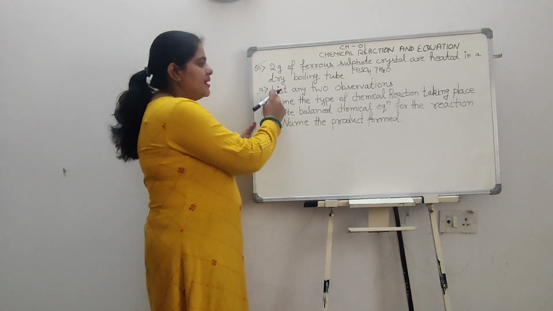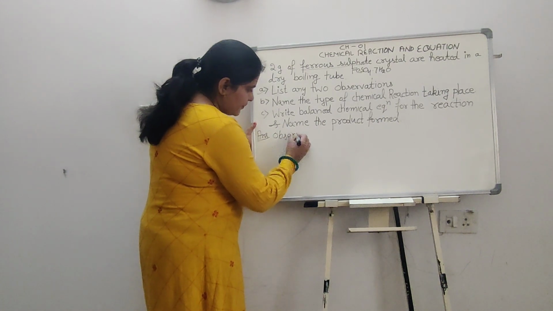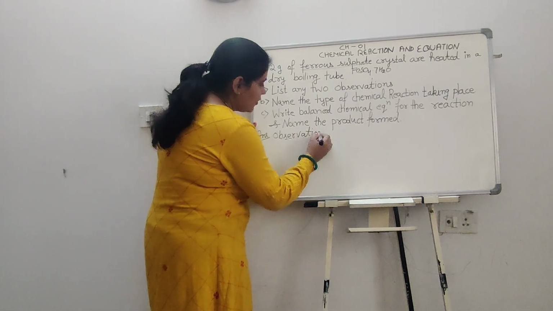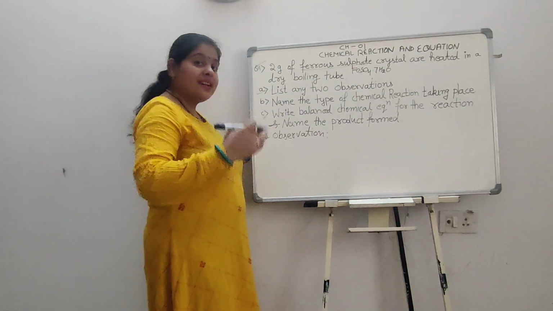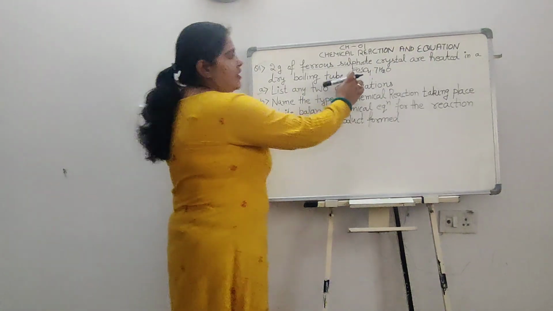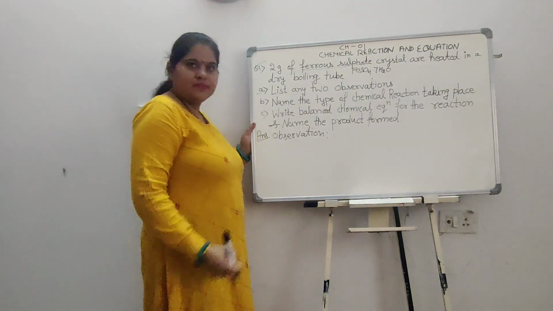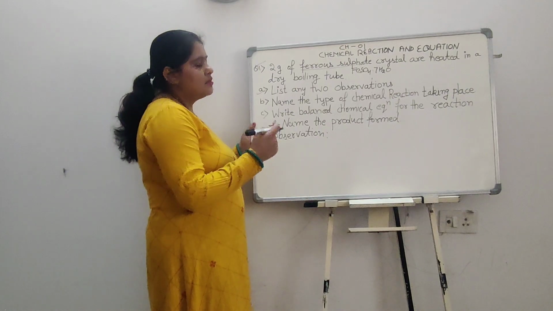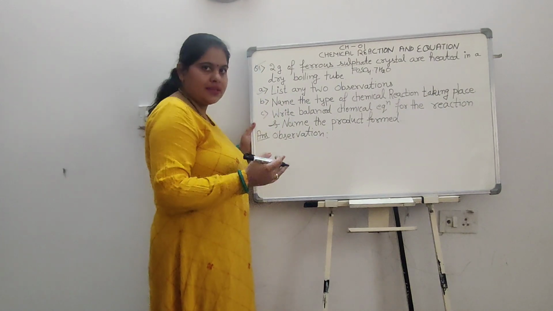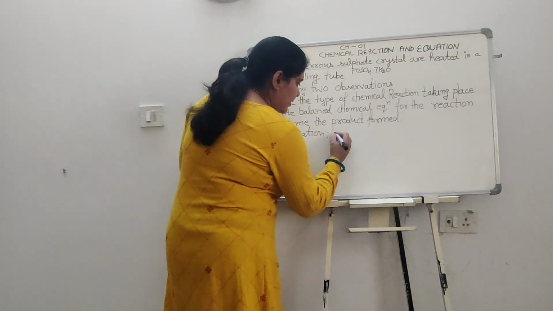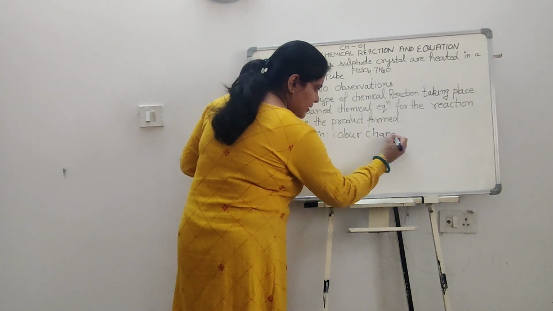So the first question is, list any 2 observations. What will be your observations? First, when you heat these ferrous sulfate crystals, its color changes. Actually, ferrous sulfate is greenish in color, and when you heat it, it becomes colorless. So you will observe a color change during this reaction.